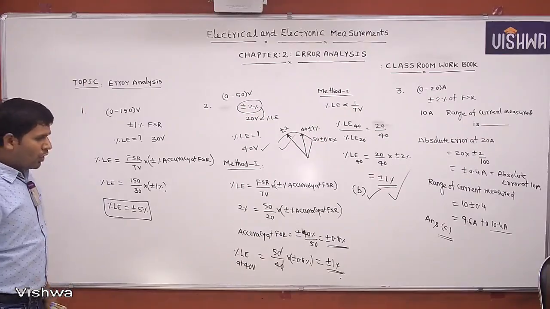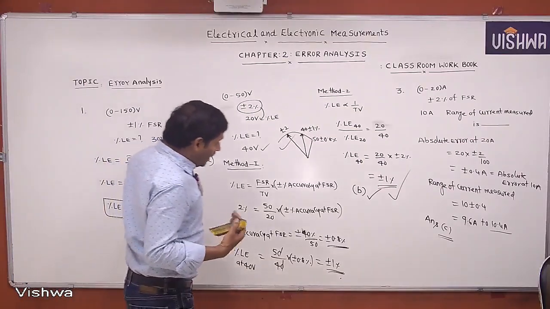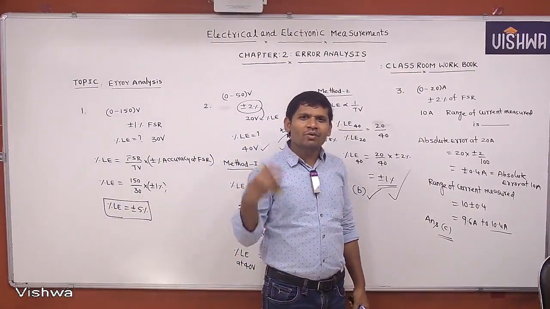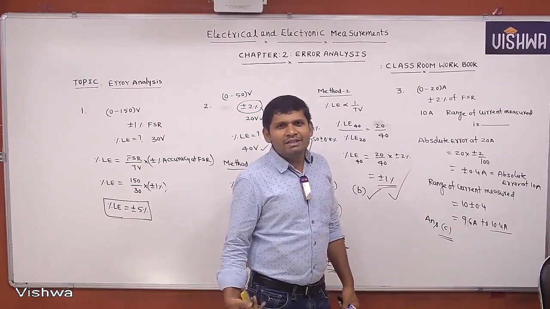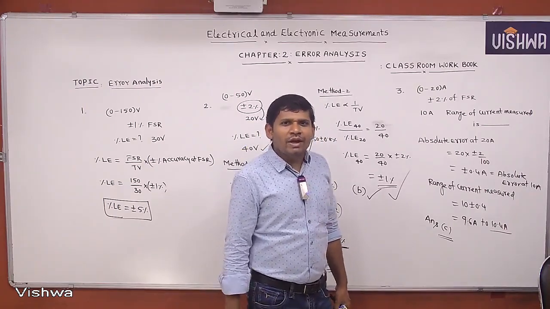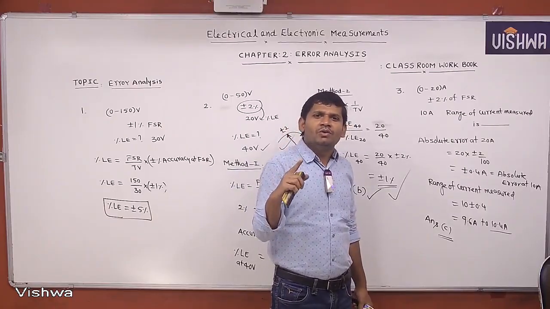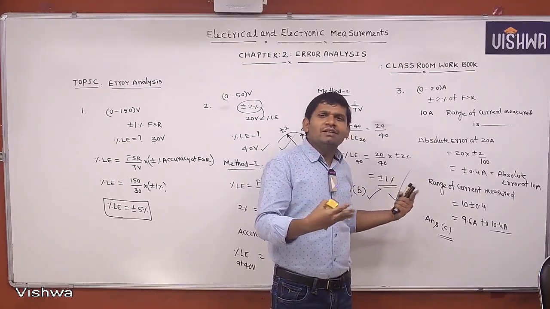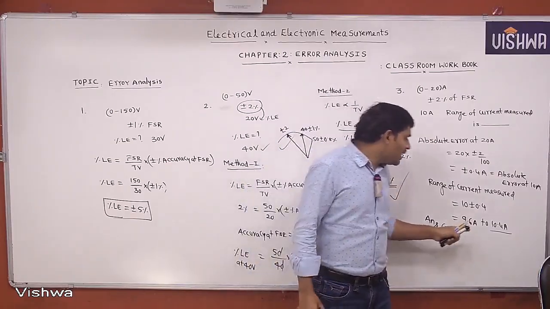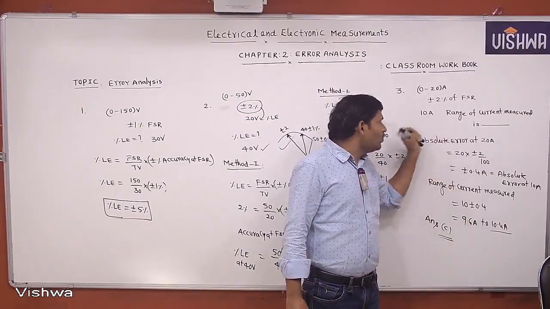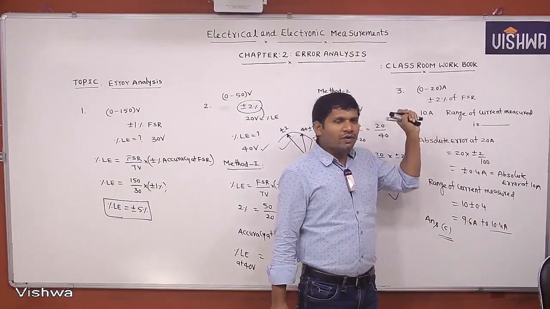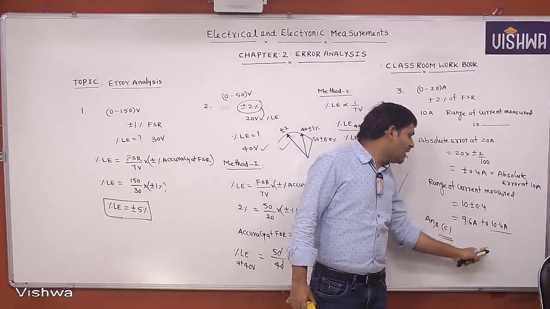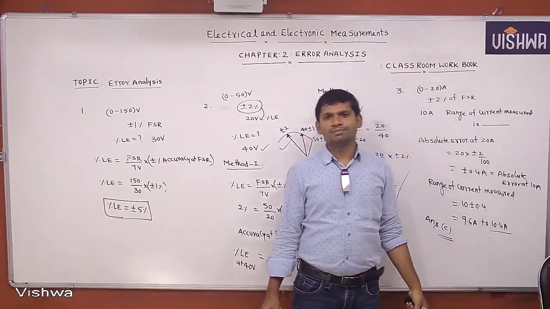Just one point to remember. Wherever you are calculating the range of measured value, whether it is an ammeter, voltmeter or wattmeter, you calculate the absolute error, then add that absolute error to the value to be measured, and that gives the range of measured value. These are the measured values. This is the true value. This is the full scale value. See the difference. This is the full scale value. The value to be measured is the true value. After measuring, what is the value you are getting? This is the measured value.